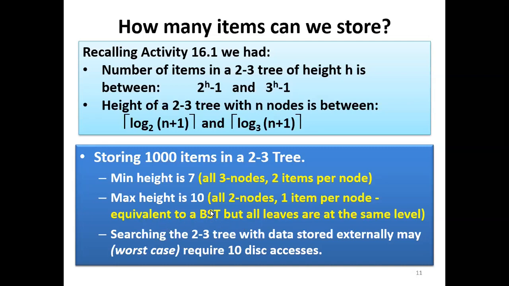So this is equivalent to the binary search tree, but the major difference is that all the leaves are on the same level. So this also implies that if we are to search a 2-3 tree with the data stored externally, the worst case scenario is where we have to access 10 disks outside the main memory.